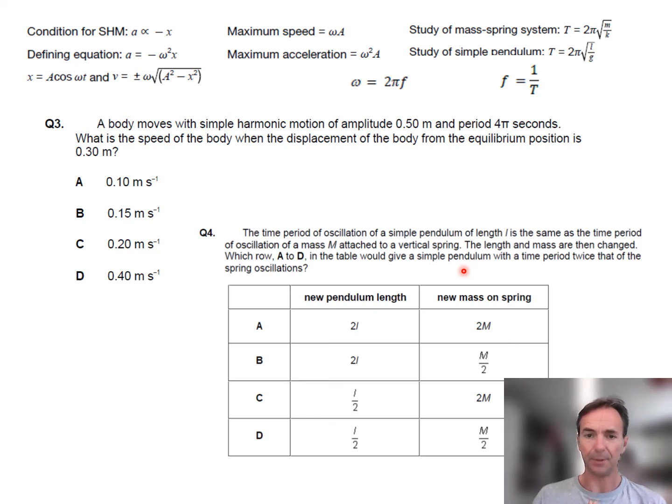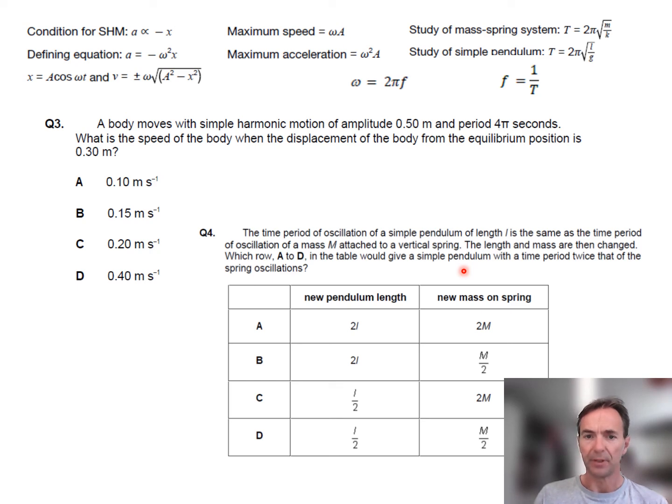I'm going to read it out again, but it's worth reading it, pausing the video and trying to work out which one it is. But I'm going to go through it again. So if you want to pause the video now, I'm going to read it out again with stress. The time period of oscillation of a simple pendulum of length L is the same as the time period of oscillation of mass M attached to a vertical spring. The length and mass are then changed.